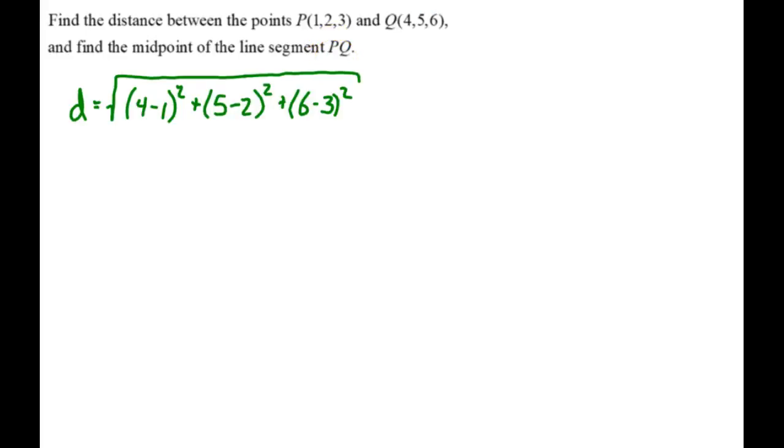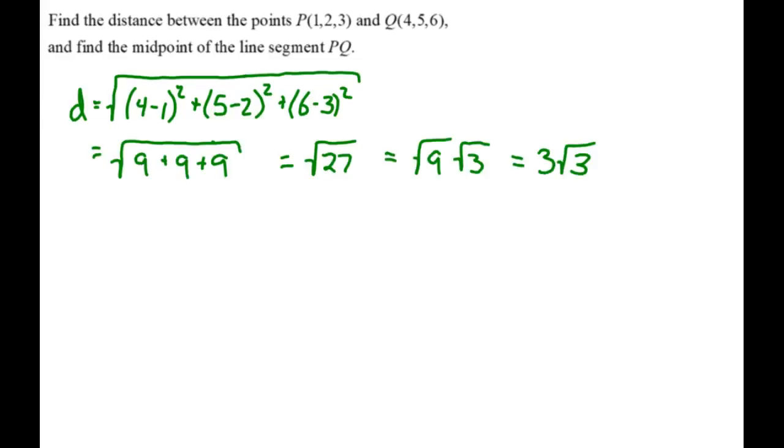First example, we want to find the distance between the points P(1, 2, 3) and Q(4, 5, 6), and then find the midpoint of a line segment connecting P to Q. Applying the distance formula, we get d equal to the square root of the difference of our x values squared plus the difference of our y values squared plus the difference of the z values squared. Now we just have to use algebra and simplify this quantity. So simplifying, we get the square root of 9 plus 9 plus 9, which simplifies to the square root of 27. Using our properties of radicals, that reduces down to 3 times radical 3.